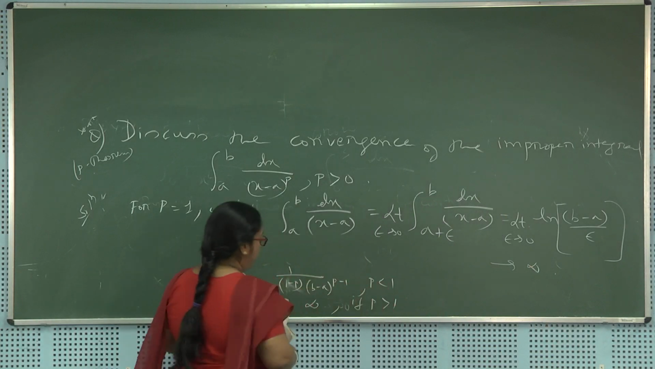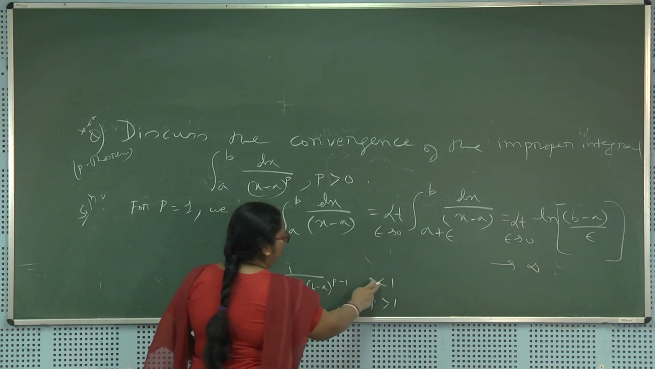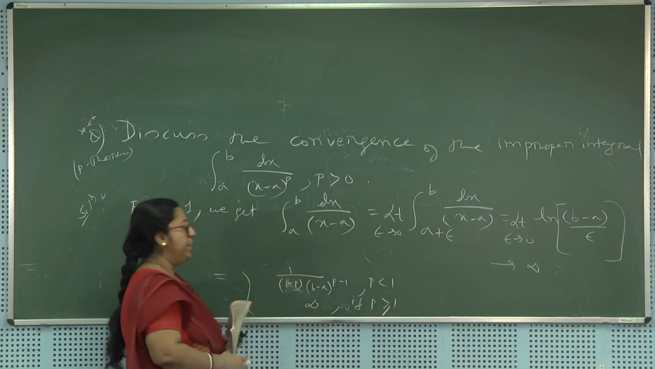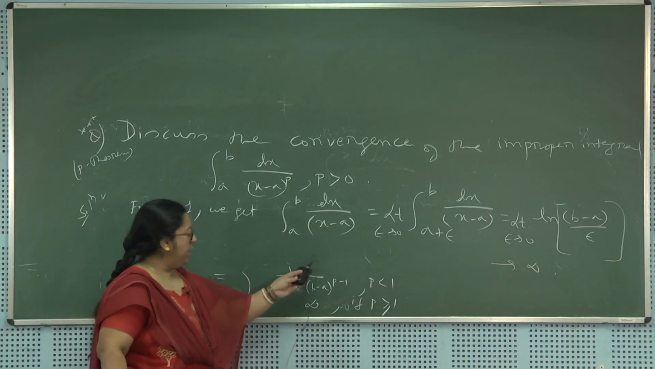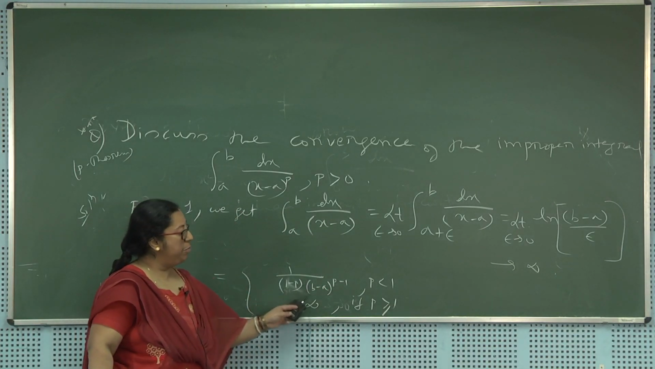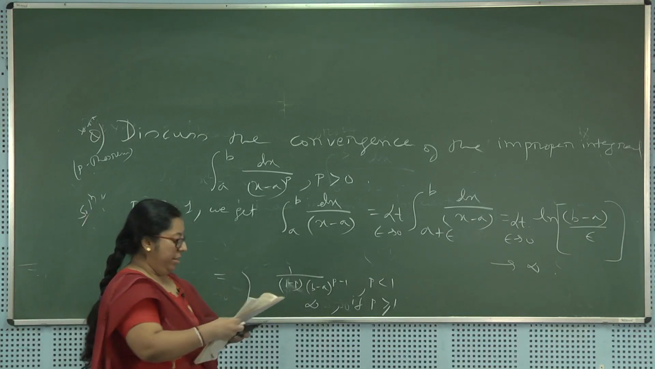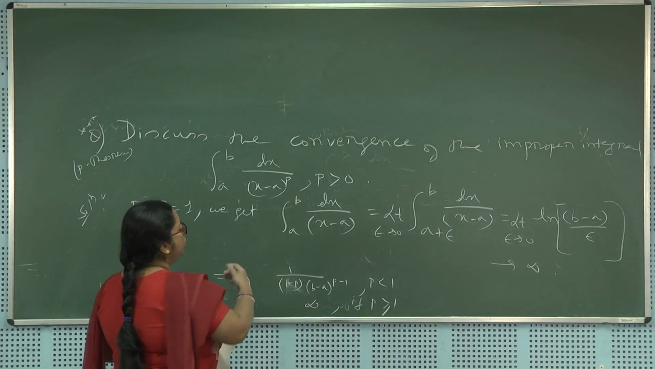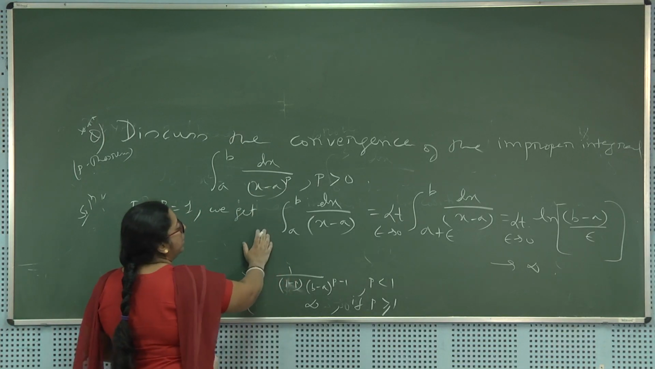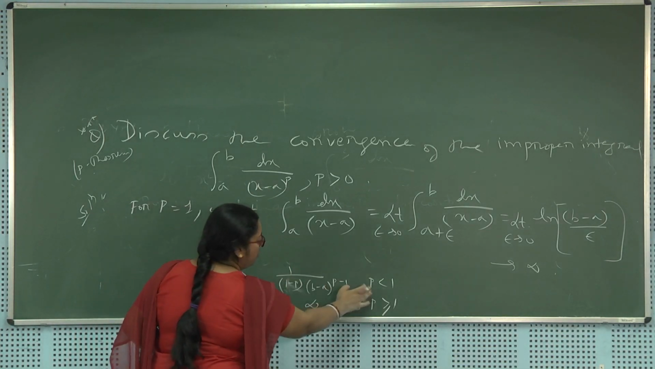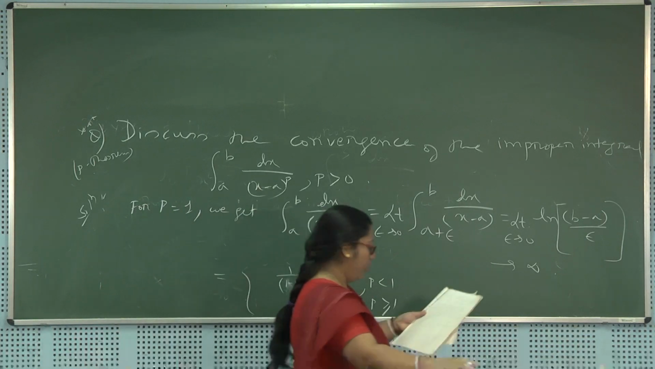So, it turns out that it is convergent for p less than 1 and divergent for p greater than or equal to 1. If it converges, it converges to this value, 1 by (1 minus p) into (b minus a) to the power 1 minus p. So, remember, the improper integral of the second kind will converge for p less than 1 and diverge for p greater than or equal to 1.